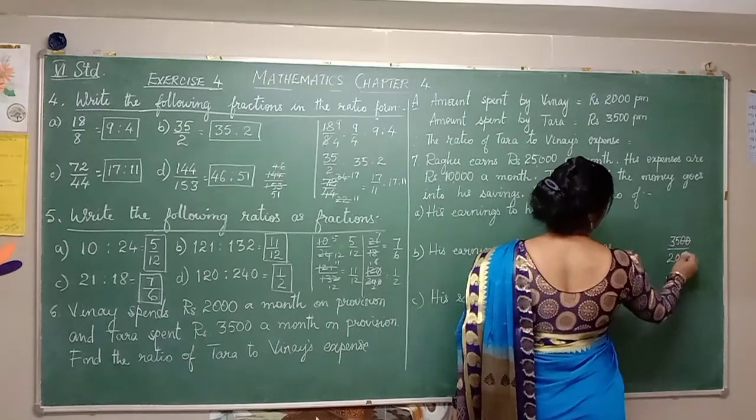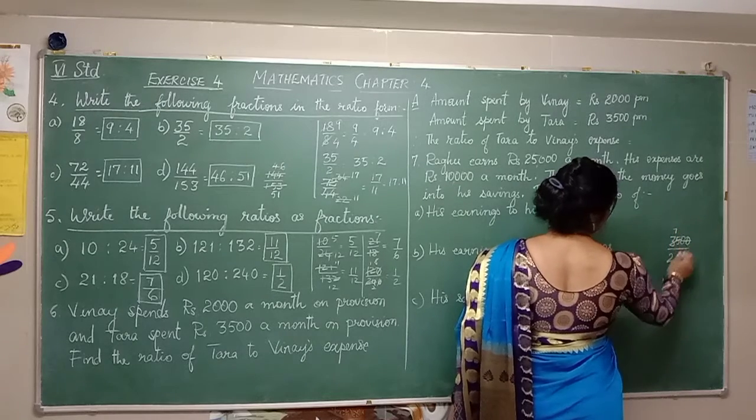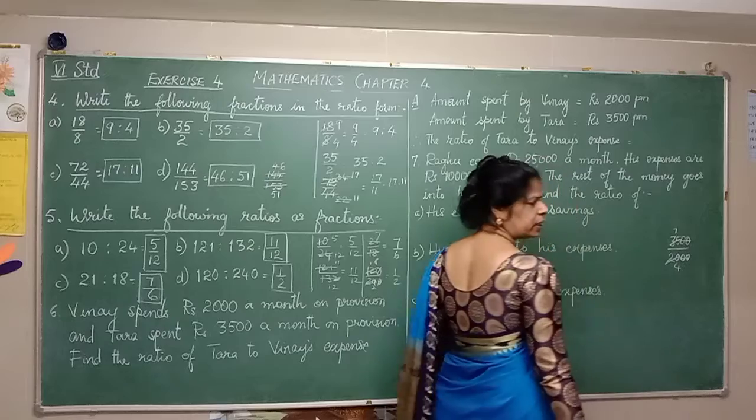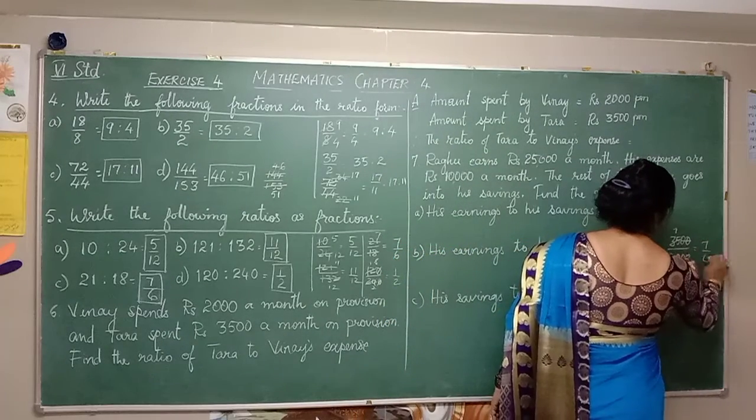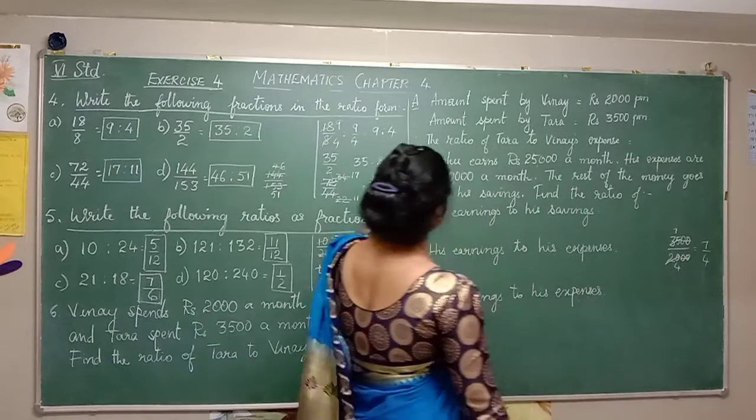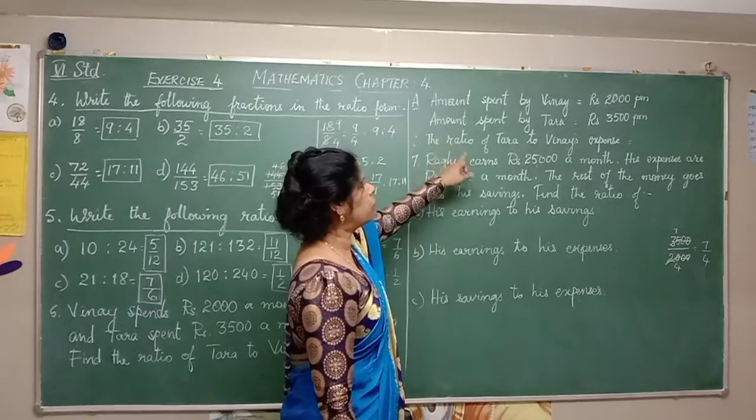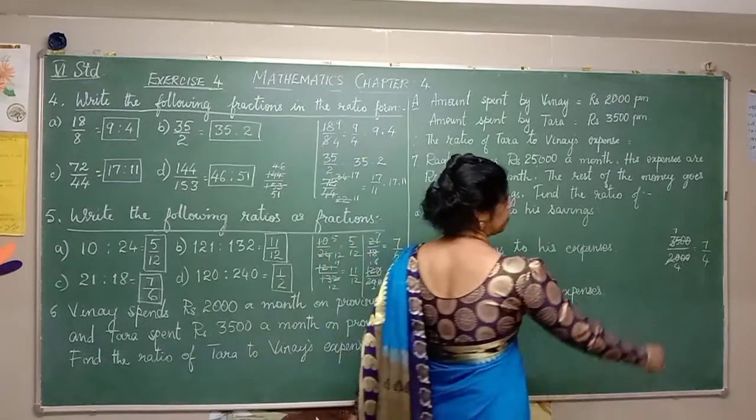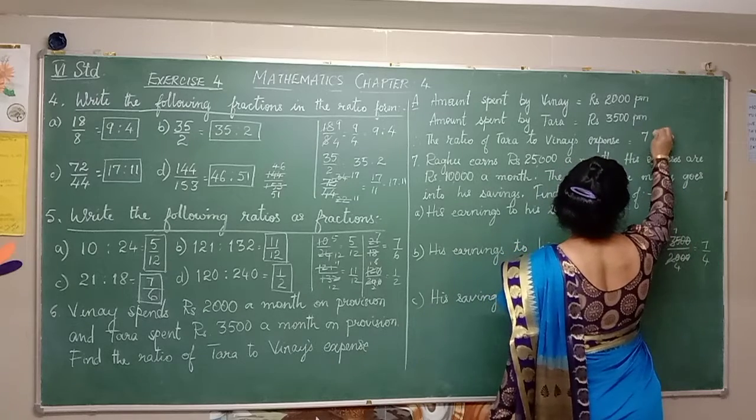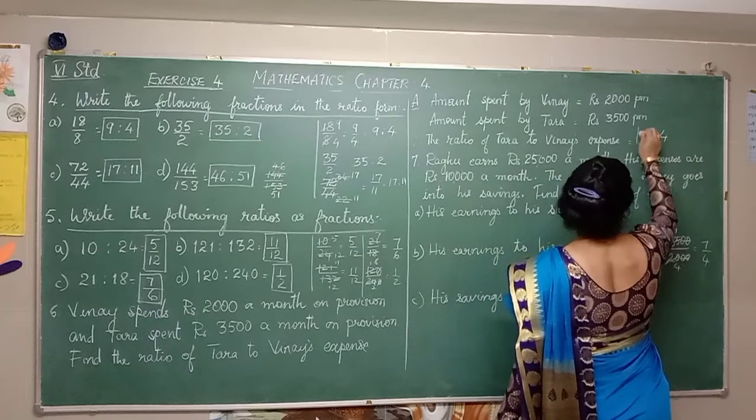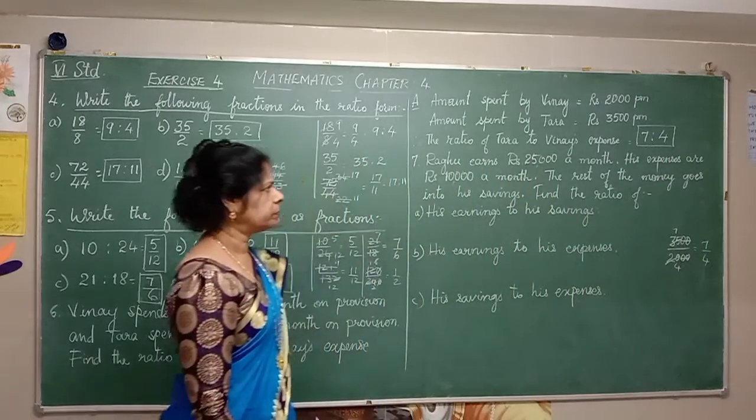So what you can do? You can take it as 5. 5 7s are 35. 5 4s are 20. So what is the answer getting? 7 by 4. But what have they asked for in the question? The ratio they have asked for is ratio, not fraction. So the ratio of Tara to Vinay's expense is how much? 7 by 4. So ratio is 7 is to 4.